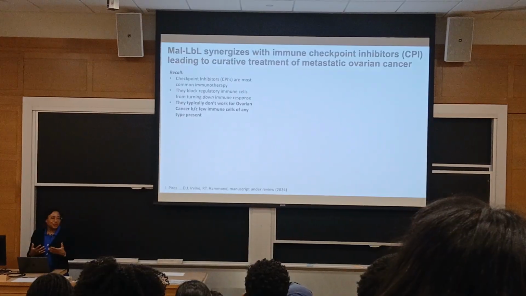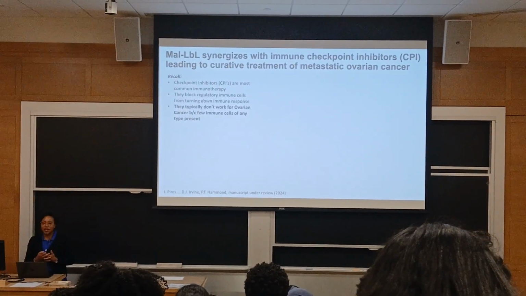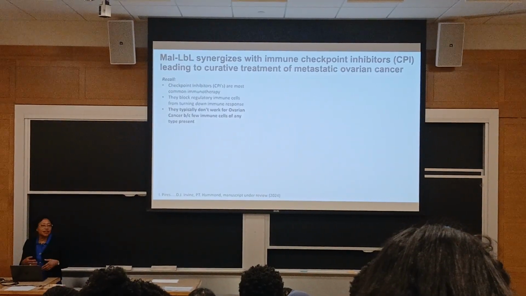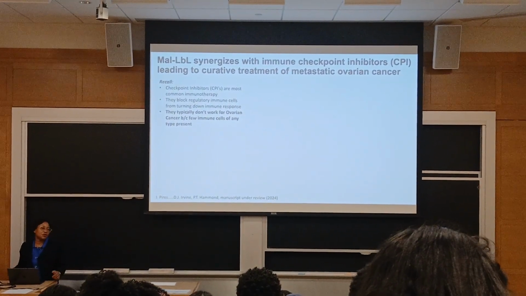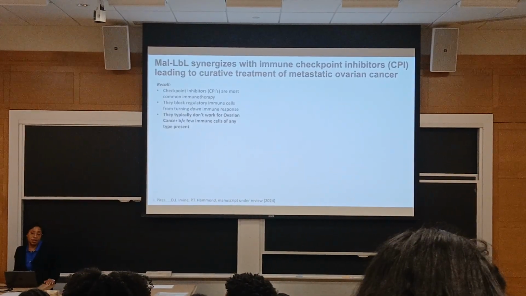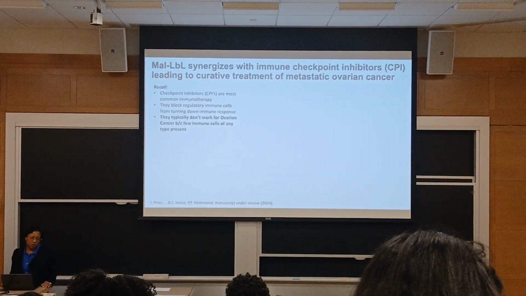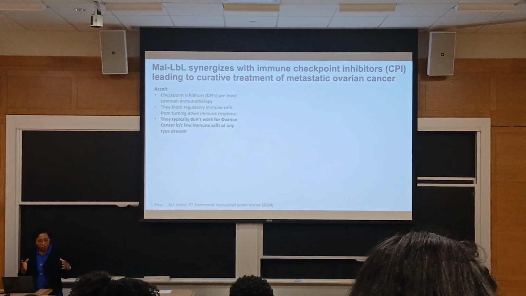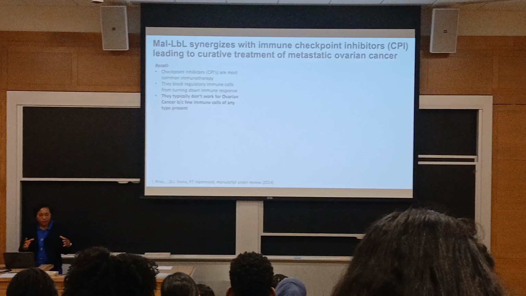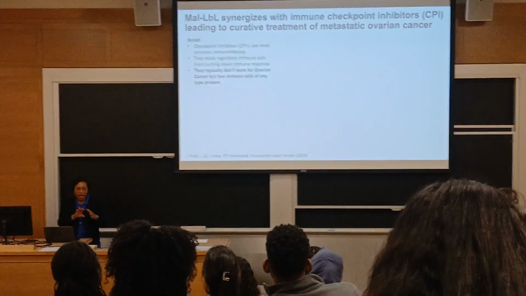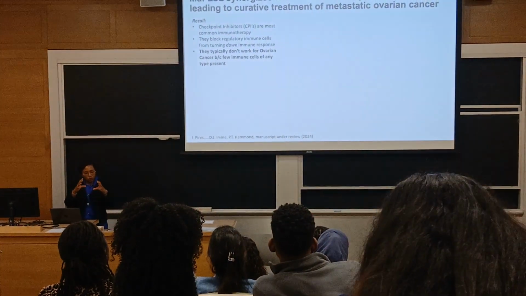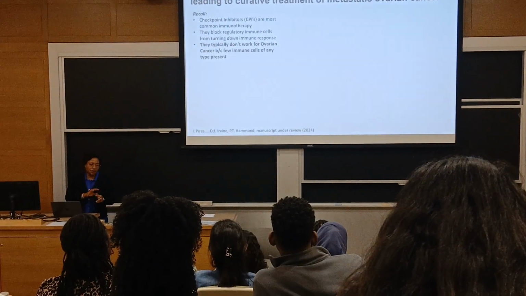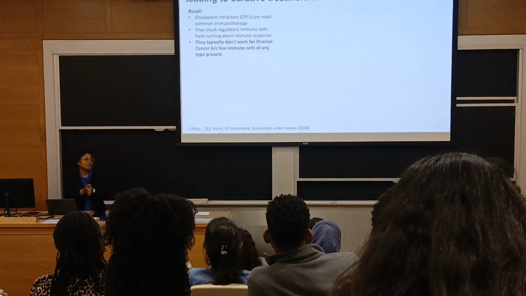But I mentioned that one of the real difficulties with ovarian cancer is that you don't have a lot of immune cells to begin with. And that's why they don't respond to really common immunotherapies like checkpoint inhibitors. How many of you have heard of that term, checkpoint inhibitor? I see a couple. Yeah, it's basically a small molecule drug that suppresses a regulatory response that cells have to turn off the immune response. So we want to use the checkpoint inhibitor to stop that from happening.